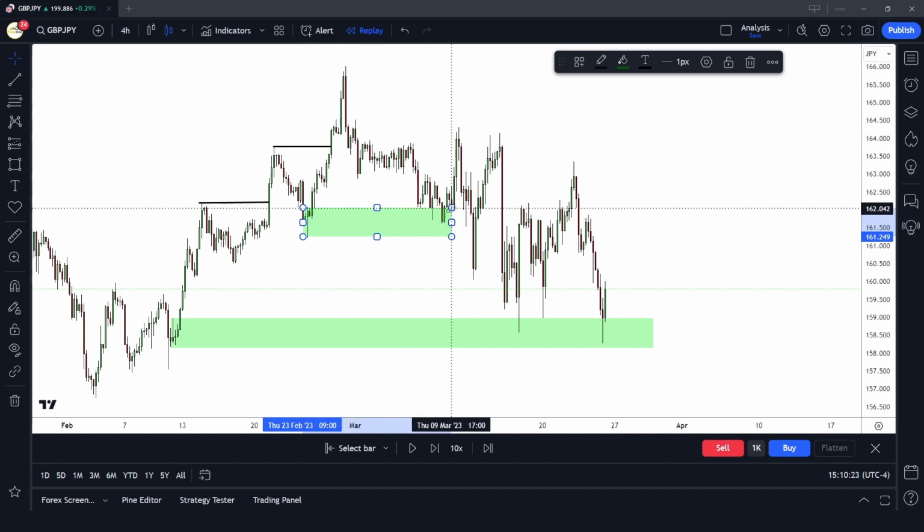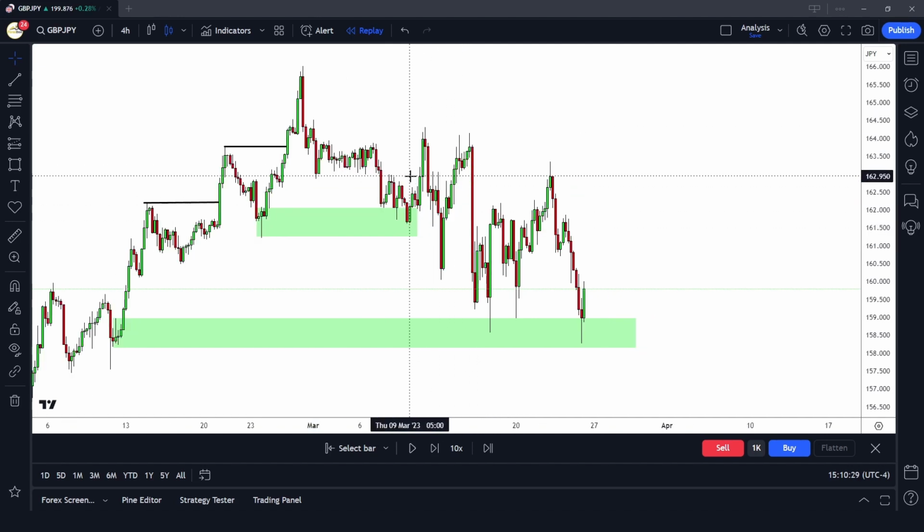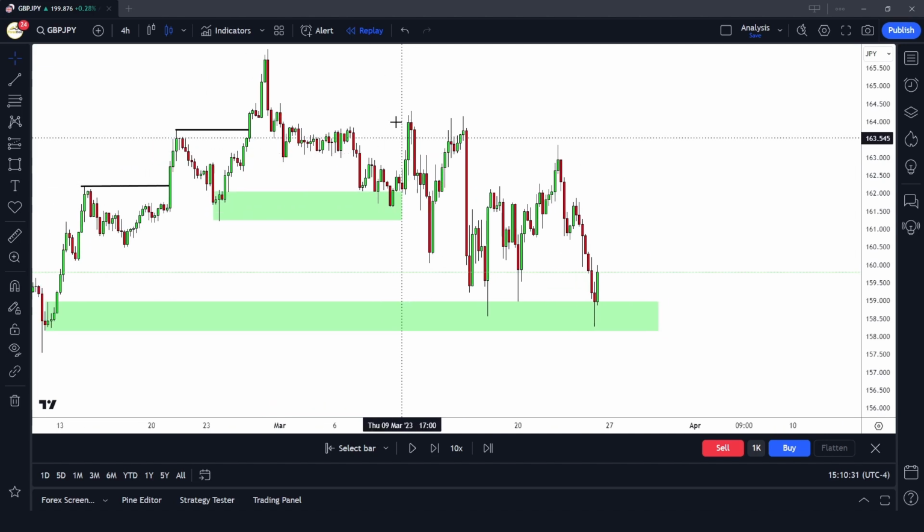After this demand zone, as we saw in the example, there is this little pullback. Now, this pullback is really important because we want to look for the formation of a supply zone around this area, which we can see forming here.